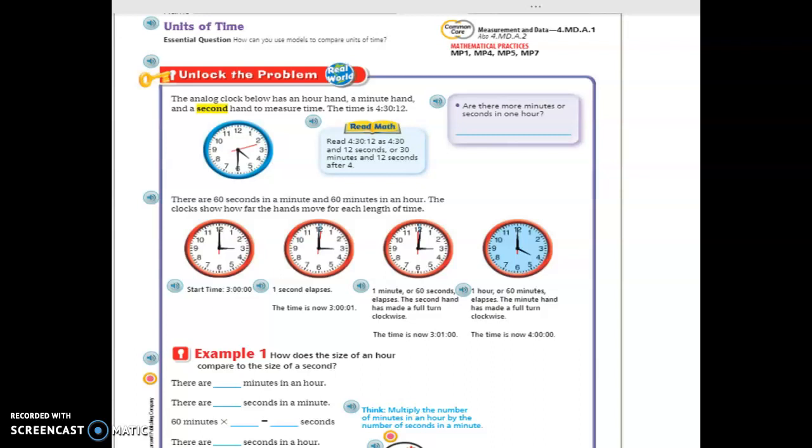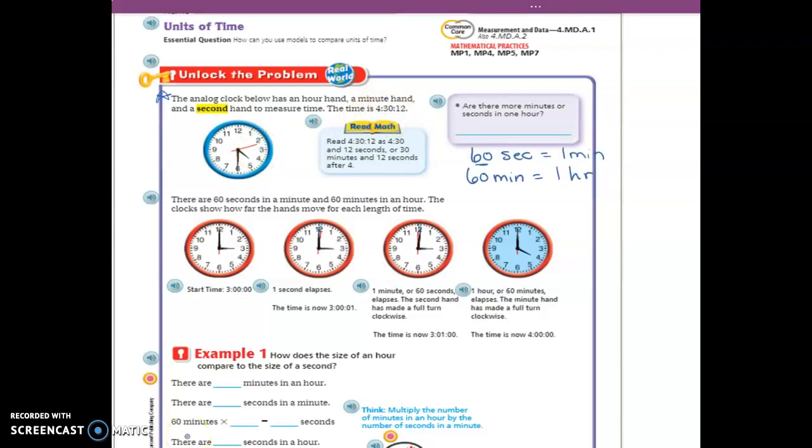Now, units are what we use to measure time. That could be seconds, minutes, hours. The analog clock below has an hour hand, a minute hand, and a second hand to measure time. The time is 4:30 with 12 seconds on the clock.